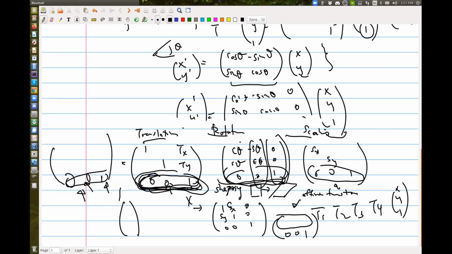So in general, if I have a matrix like that with some values here, and I have 0, 0, 1 here, this transform will be known as an affine transform. I don't have time to show that, but you can try to show it yourself. If you are considering an affine transform, any parallel lines in the original image will be parallel after the transform as well.